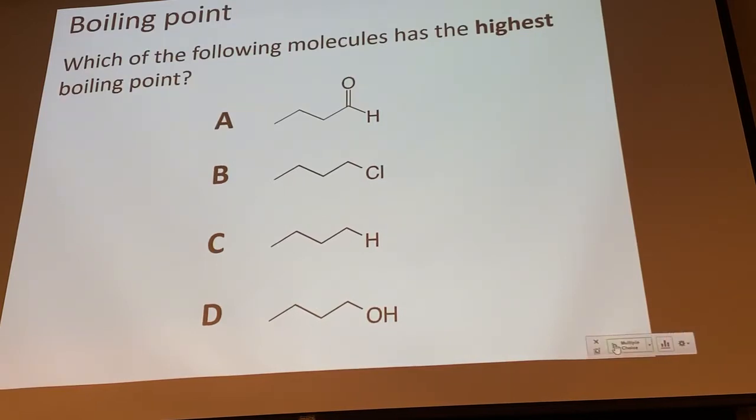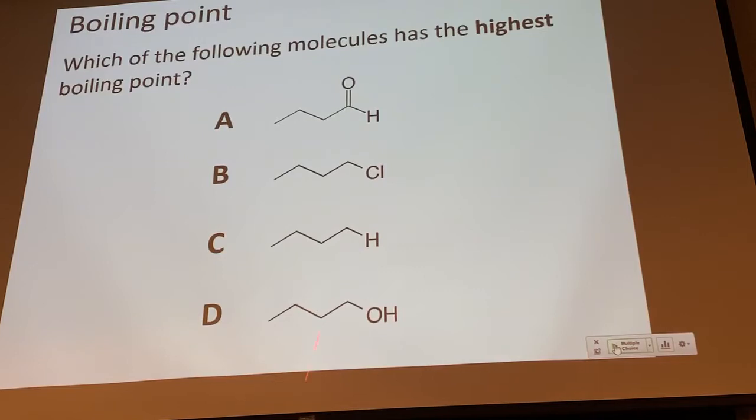So, which one has the highest boiling point? D. Why does D have the highest boiling point? Who would like to explain that to the class? Yes, please. Okay, so two molecules of D. D is an alcohol, and two molecules of an alcohol can hydrogen bond to each other, giving it stronger intermolecular forces than any of the other molecules.